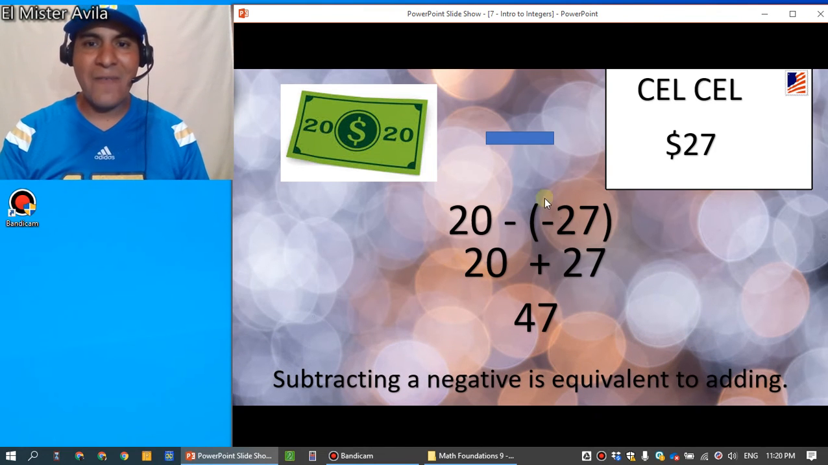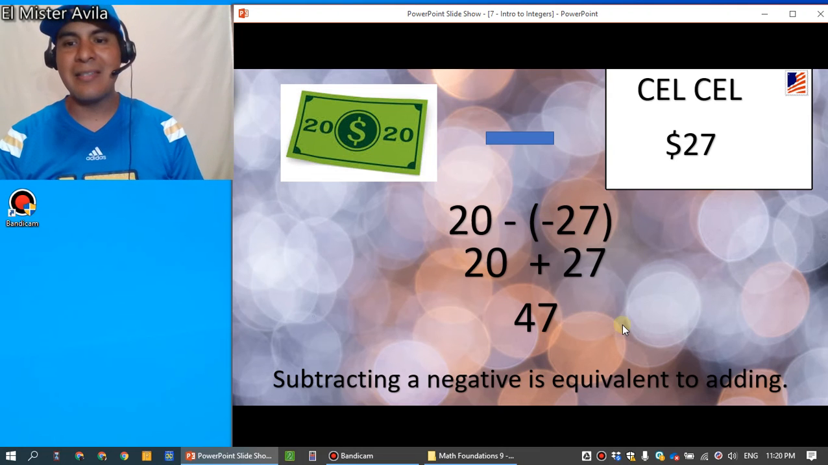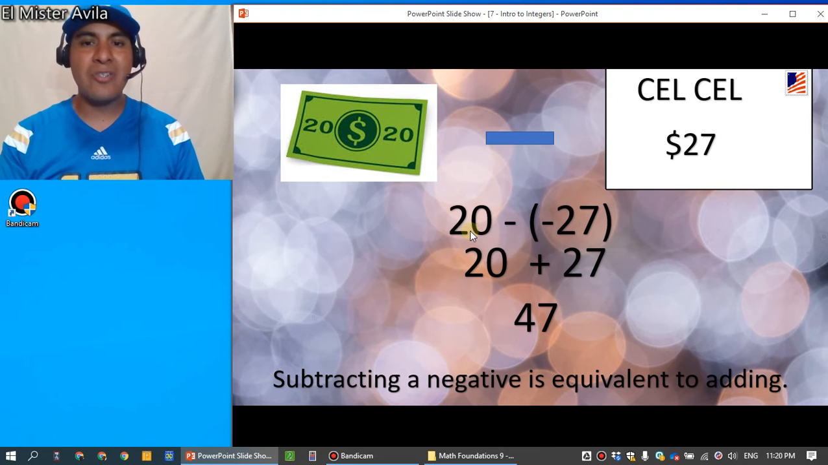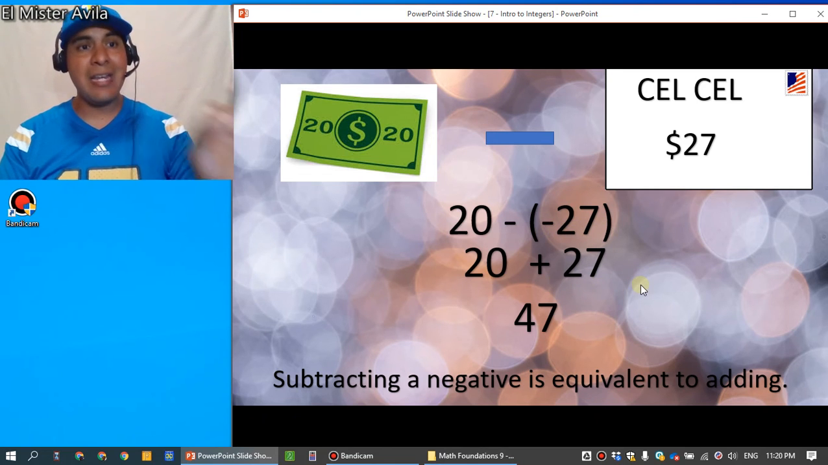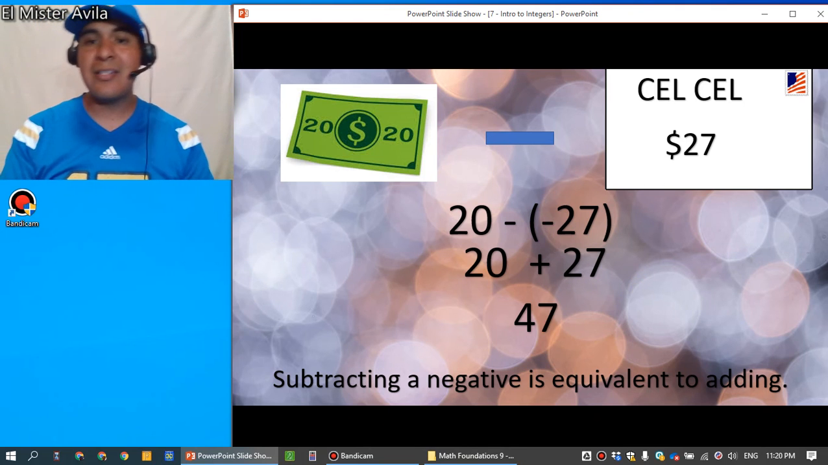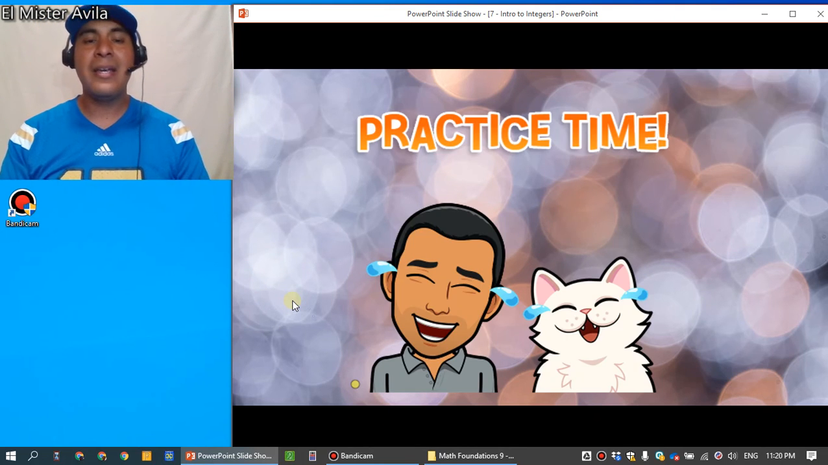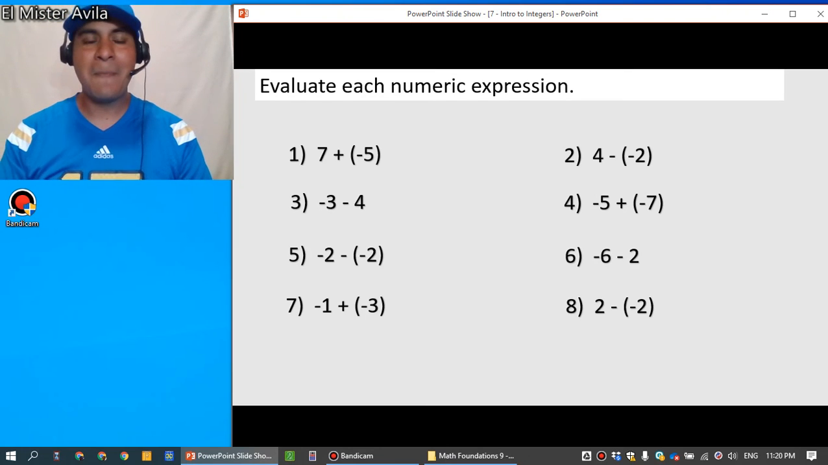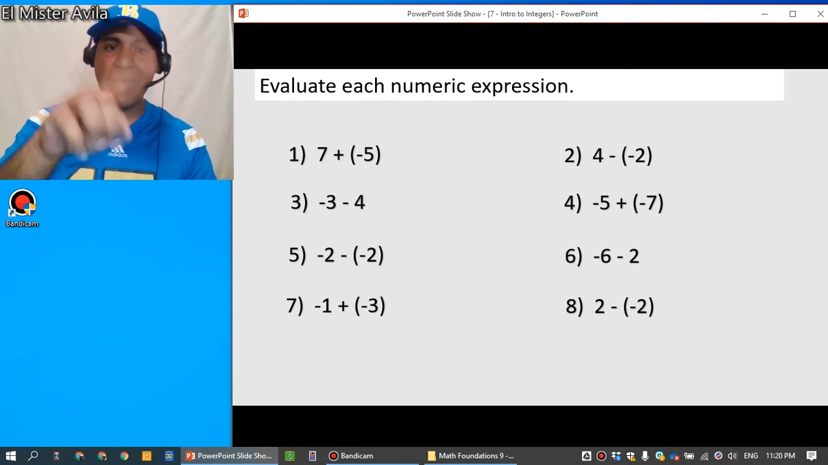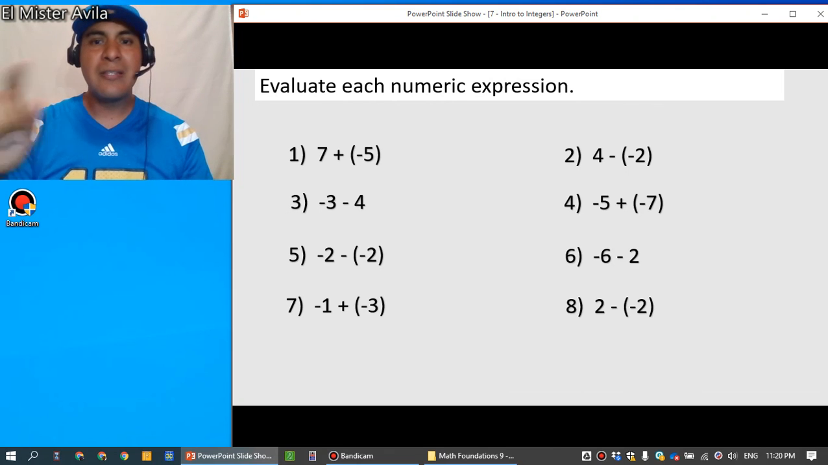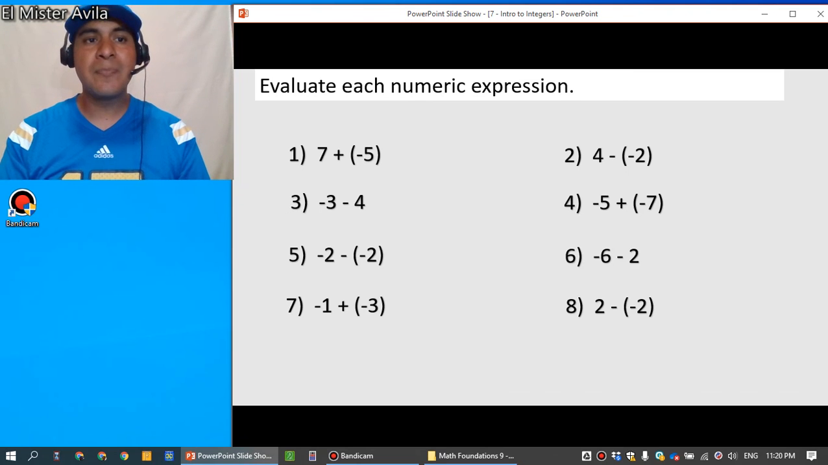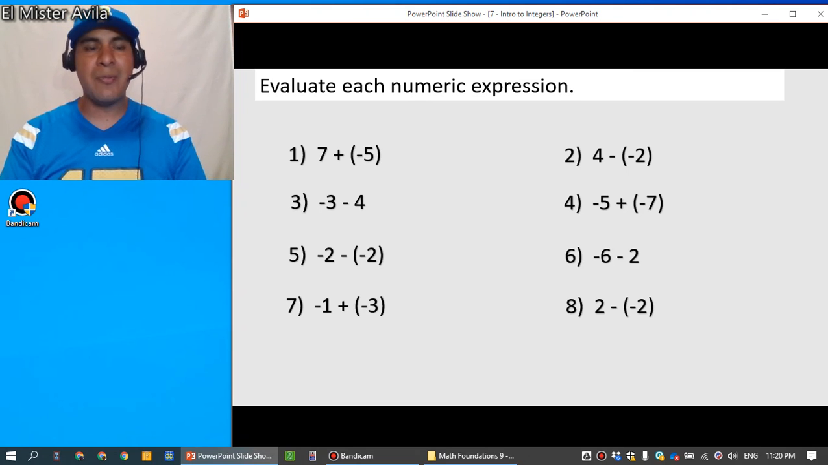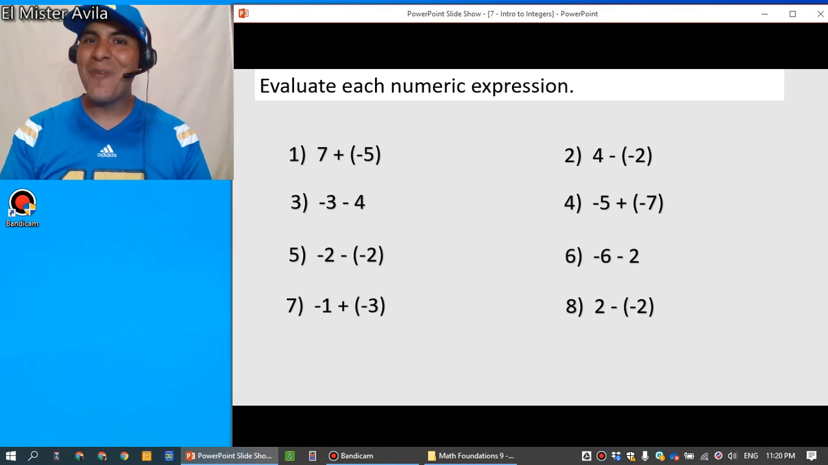The idea being, if ever you subtract a negative, that's equivalent to adding. So I read this 20 minus -27, that's equivalent to adding. So adding a negative is equivalent to subtracting, and subtracting a negative is equivalent to adding. That was confusing. We're going to show these rules in just a second. But before I show you those rules, try to see if you can use the 2 examples that I just showed you to find the answers for the following 8 numeric expressions. Pause the video, and when you're ready, unpause, and we'll see if you were able to understand what you've done so far. Moving on in 3, 2, and 1.